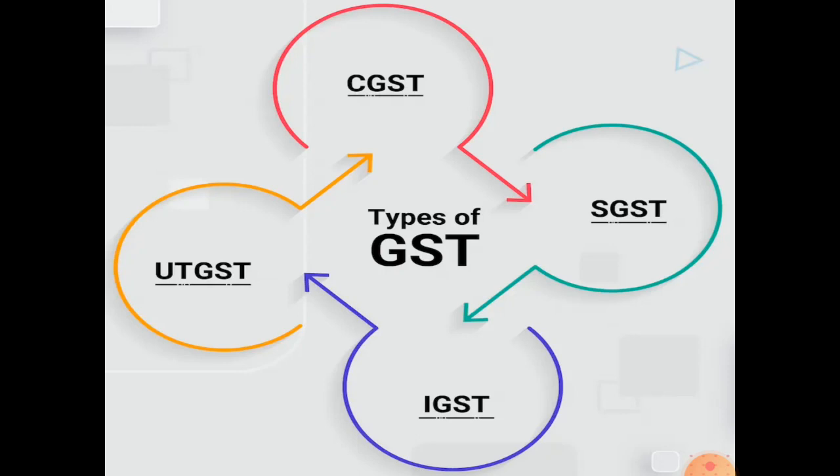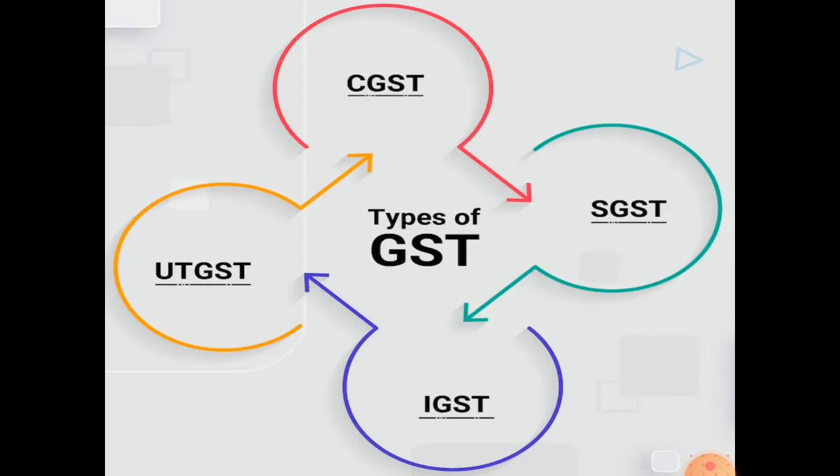GST can be divided into 4 sections based on the kind of transaction it involves. First one, SGST. It stands for State Goods and Services Tax. It refers to the tax payable on the supply of goods and services within a state. Second one, CGST. It stands for Central Goods and Services Tax. It refers to the tax payable on the supply of goods and services within a state.